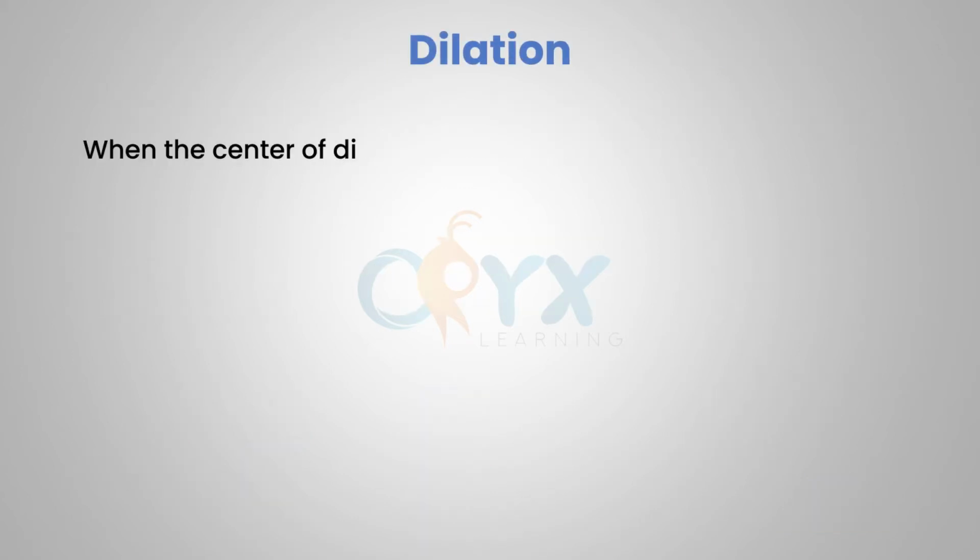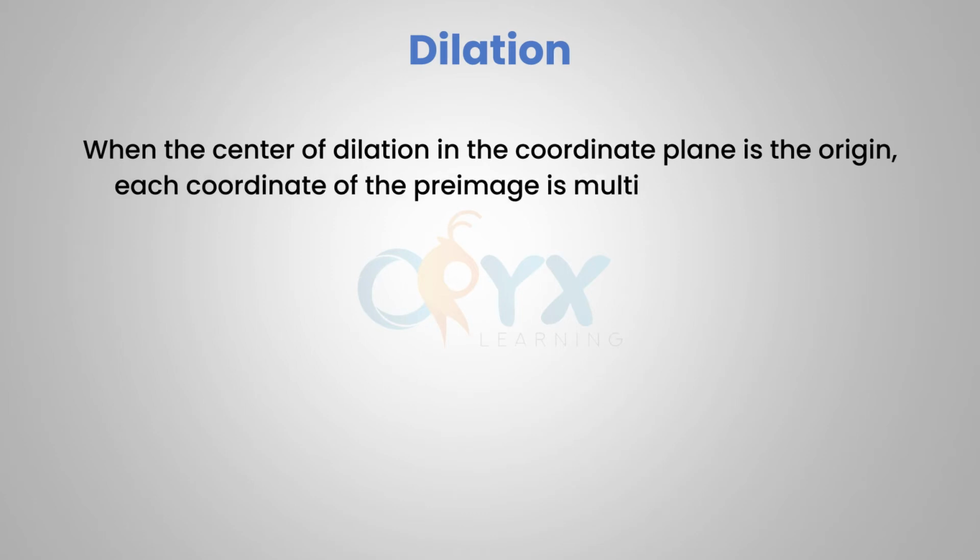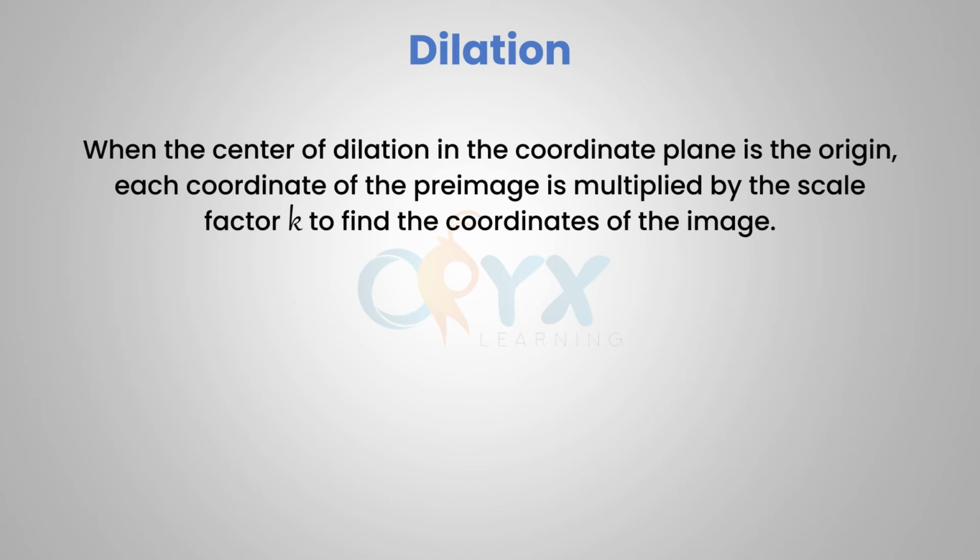When the center of dilation in the coordinate plane is the origin, each coordinate of the preimage is multiplied by the scale factor k to find the coordinates of the image. So if you have a point (x, y), the new dilated coordinate will be (kx, ky).